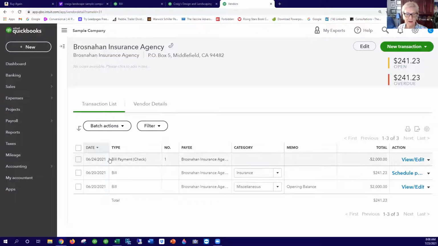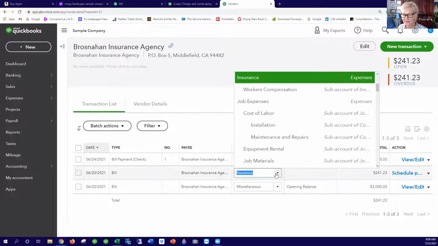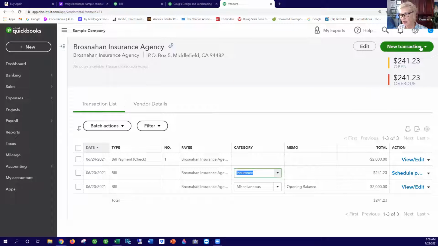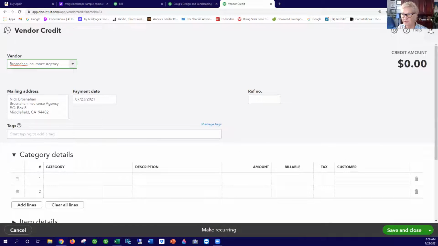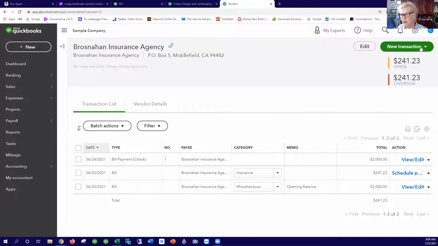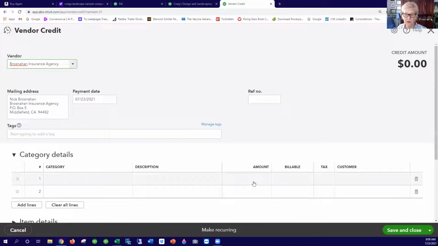All right. And so in this case, I have a couple of bills. This is interesting. This is miscellaneous and opening balance that was being brought in. And then here's the insurance bill that I think I owe. And I can actually create a credit, right? And so I would credit that $241.23.